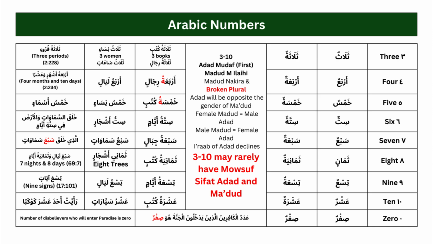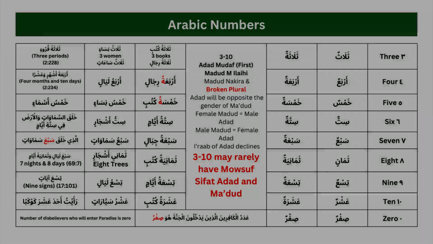This is pointing to rarer styles, but for normal teaching, students should hold firmly to the main rule first and not get lost in rare variations. Now the slide also includes 0. For 0, the form shown is sifrun, for both masculine and feminine. And the example says, the number of disbelievers who will enter paradise is 0. So for teaching purposes, students can simply remember, sifrun is used for 0.